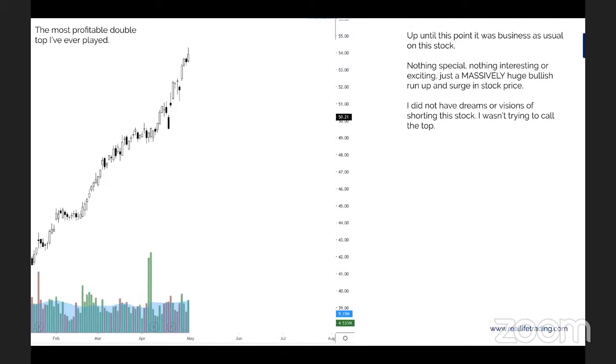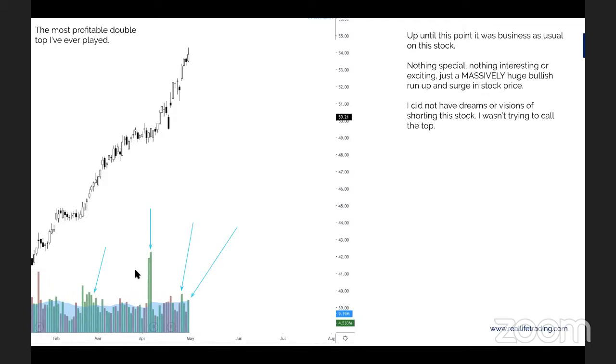Now, obviously, you know it's coming because it's a double top. But here's the thing. It's just a huge bullish surge. This volume is massive. This volume is massive. And look at these volume spikes. These volume spikes over here are like, it's a little parabolic. It's a little high. It's a little up there. Now, this is also a blue chip stock, so it can only go so high at some point.